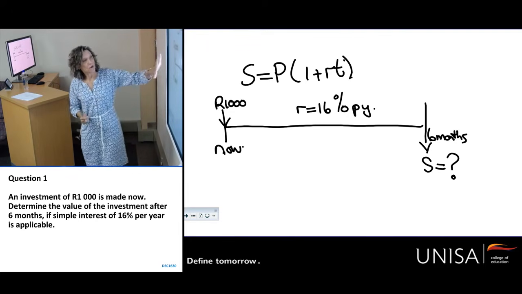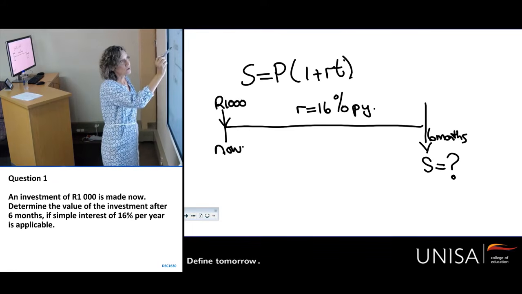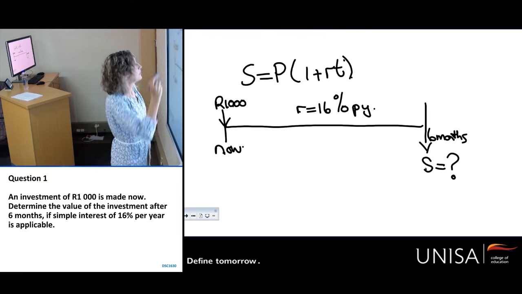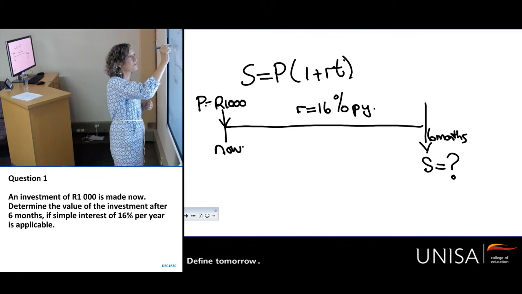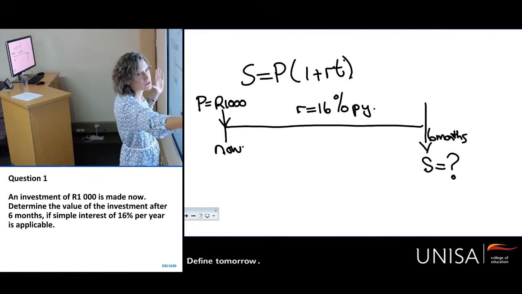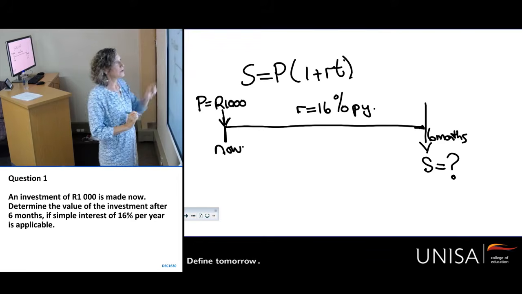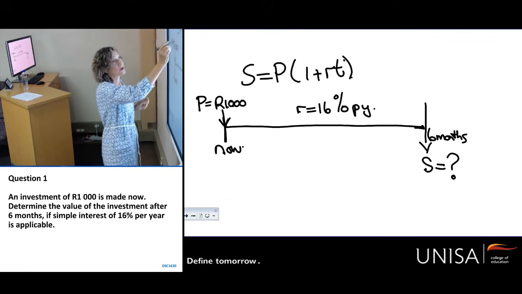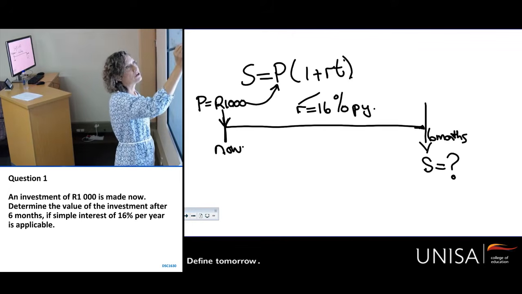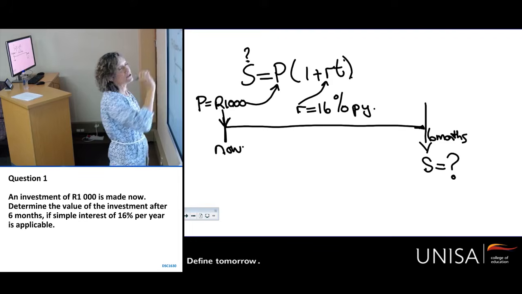Right, so from this picture, actually, we can already see there's our P, and we know this is the present value. Why? Because it's now, right? It's now, there's the future over there. This is the principal value, P is that. So if we look at our formula, we already know our P value, we know our R value. S we don't know, that's the one we need to calculate.